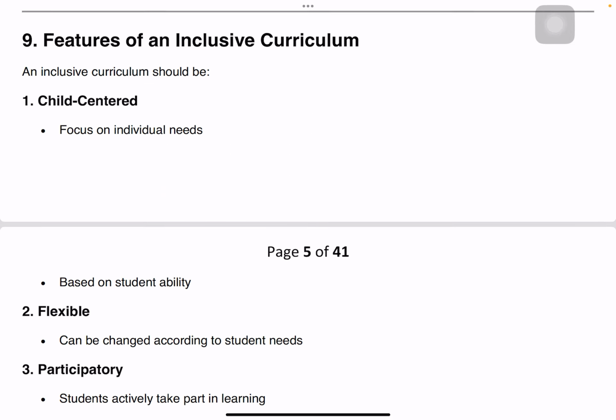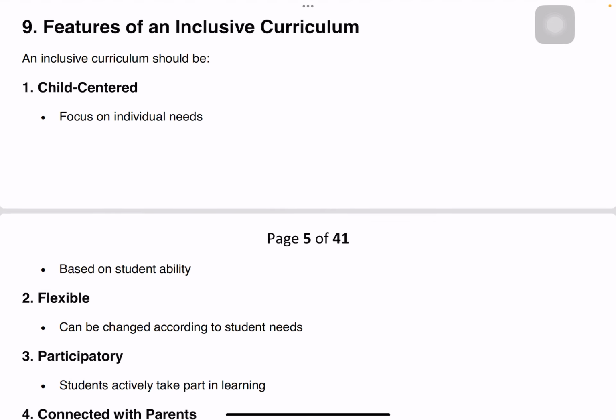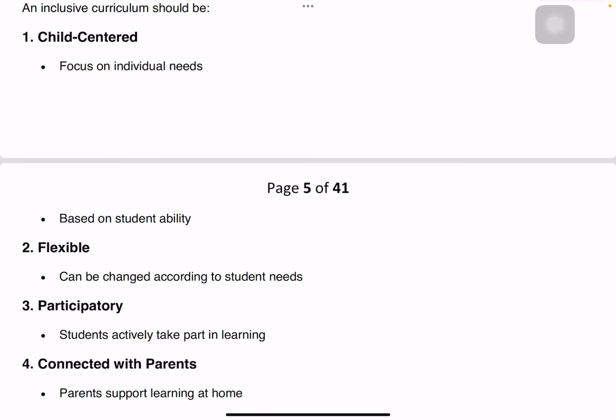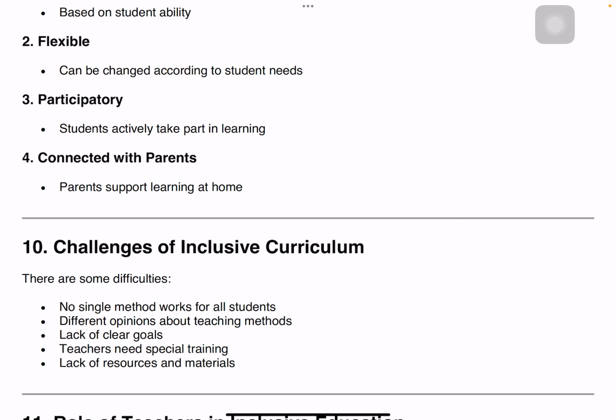Number 9, features of an inclusive curriculum. An inclusive curriculum should be, number 1, child-centered, focusing on individual needs based on student ability. Number 2, flexible, can be changed according to students' needs. Number 3, participatory, students actively take part in learning. Number 4, connected with parents. Parents support learning at home.